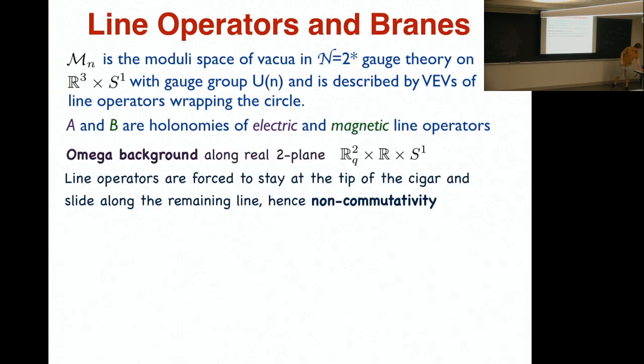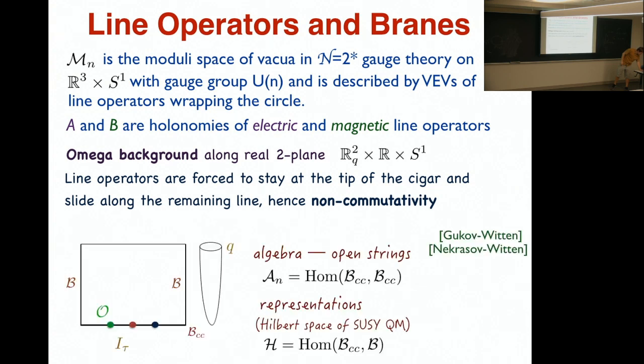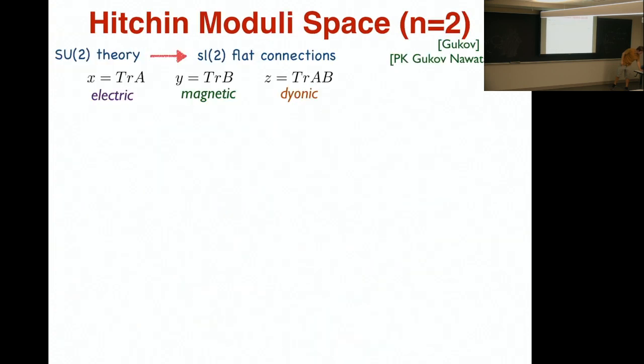Here's an example of what happens. Yeah, let me skip that for a sec. So let's take SU(2) theory again, right? So we have three matrices A, B, and C. So let's introduce gauge invariant coordinates on this local system. So X is trace A. Think of it as an electric line operator. Then Y is trace B, it's a magnetic, and then C is the dyonic operator.